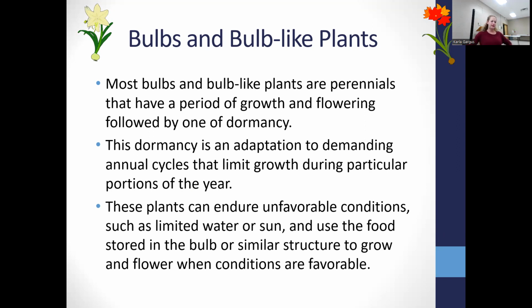So bulb-like plants are perennials. They have a period of growth that's followed by one of dormancy. And that dormancy is just an adaptation to demanding life cycles of the plant. These plants can endure unfavorable conditions, such as limited water or sun. That's why you see your daffodils just kind of growing everywhere. So they can take a lot of different soil conditions, and they're using the food that is stored in the bulb or other structure to grow and flower when conditions are favorable.